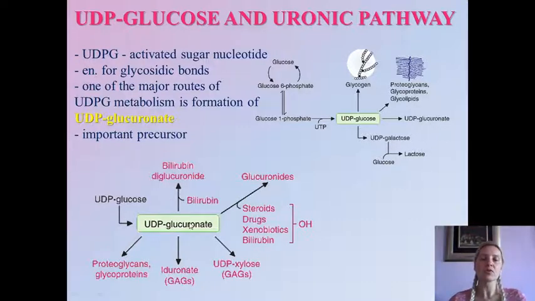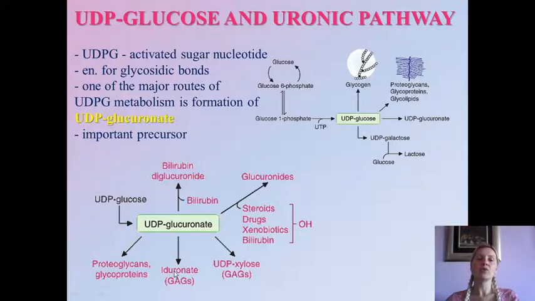So UDP-glucuronate is needed for glucuronidation or conjugation of bilirubin and its safe excretion from the organism. It's also used for binding OH group of numerous steroids, drugs, xenobiotics in order to form glucuronides, soluble molecules safe for excretion from the body. It's used for the synthesis of UDP-xylose, which is one of the components of glycosaminoglycans, also iduronate formation.